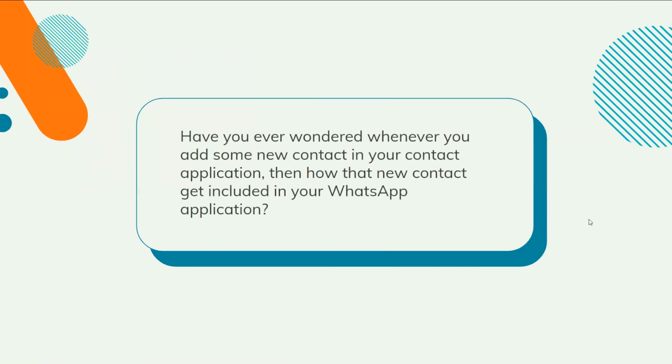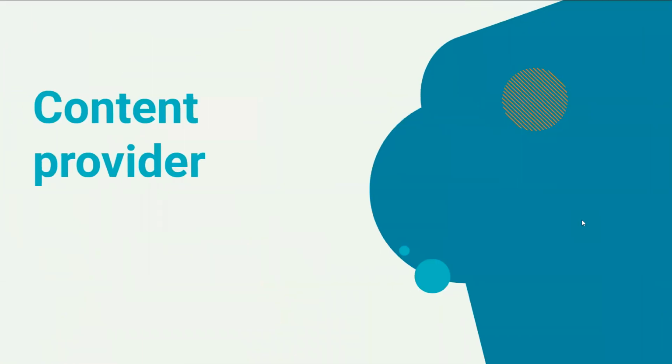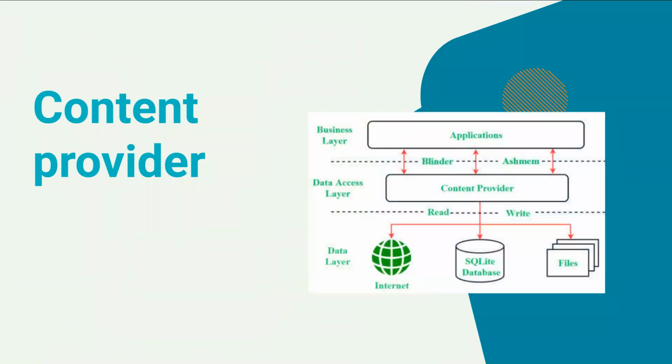Have you ever wondered, whenever you add some new contact in your contact application on your phone, how does that new contact get included on your WhatsApp? The answer is the work of content provider. A content provider has three layers and it's used to share data between applications. The three layers are data layer, data access layer, and business layer.